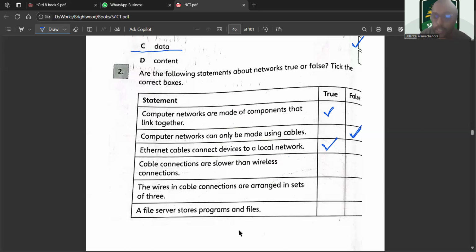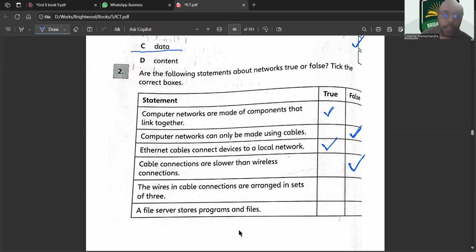Compared with wireless, wired connections are faster. Wired connections are faster, so it should be false. Comparing with the wireless, wired connection should be plus. Wired connection is faster than wireless. So it should be false, no? It should be false.